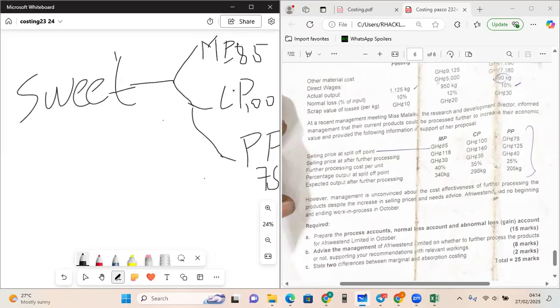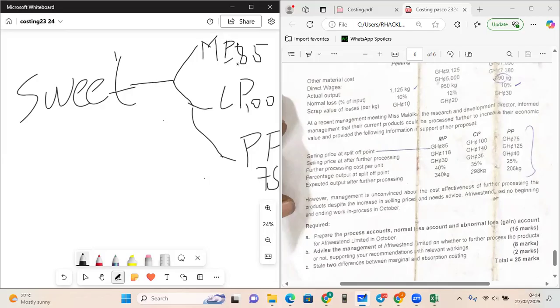Now, what they are telling us is the selling price when we process any of these. When we process MP, the selling price is going to increase to 118. When we process CP, the selling price is going to increase to 140. When we process PP, the selling price is going to increase from 75 to 125. You can see that there's a drastic increase, but the caveat here is that it is also going to incur some costs, 30, 35, 40, and these costs are per unit.